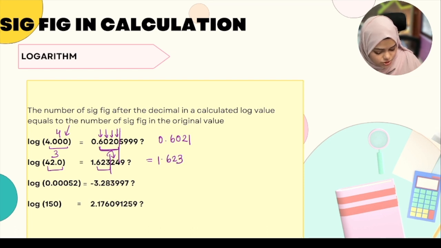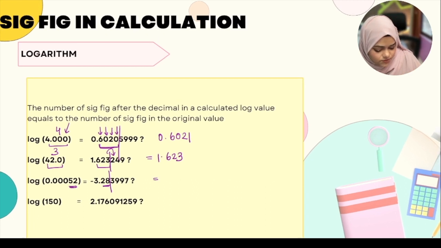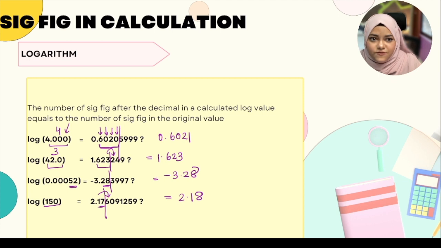This one has just 2 significant figures, so we put 2 after the decimal, even though the 3 is significant, but we just look at after the decimal, so we stop here. The answer would be negative 3.28. We have 2 significant figures there, so after the decimal, we're going to keep 2. We're going to stop there. The answer would be 2.18 because we have a 6 after the 7.